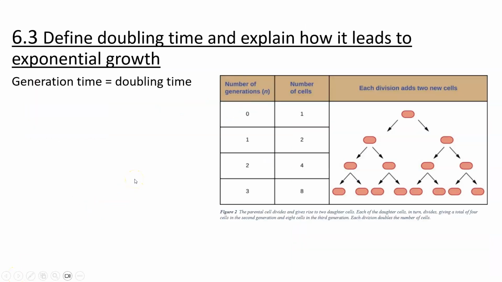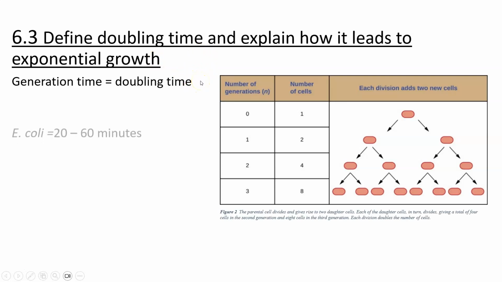And so when we're looking at the population or the actual number of cells in total, we use some vocabulary. We use this word doubling time. Doubling time is also called generation time. It means the same thing. So you should recognize both of those words. So define doubling time or generation time and explain how it leads to exponential growth.